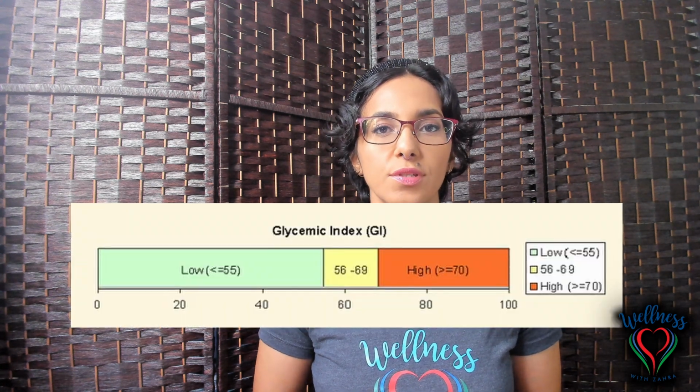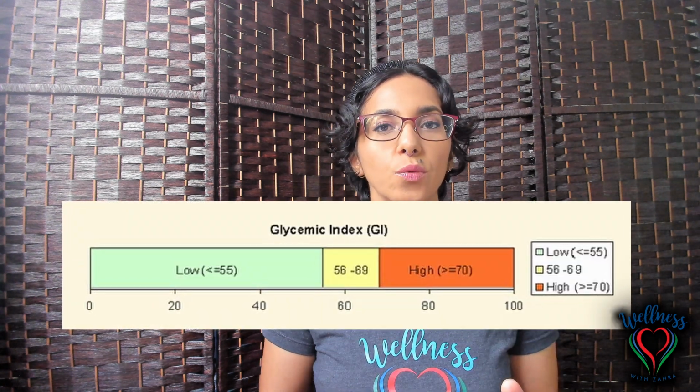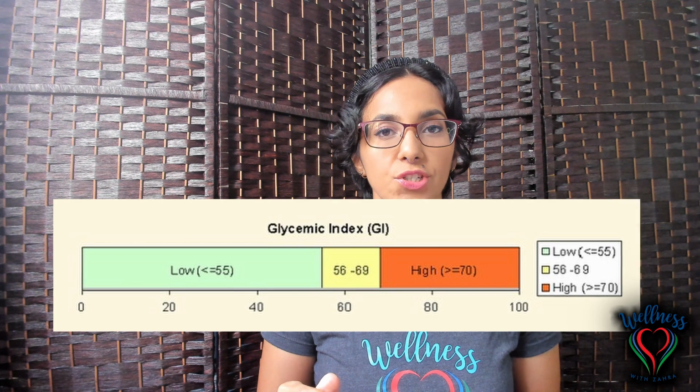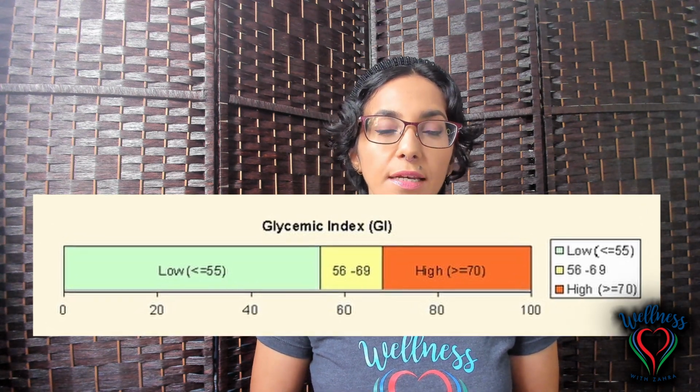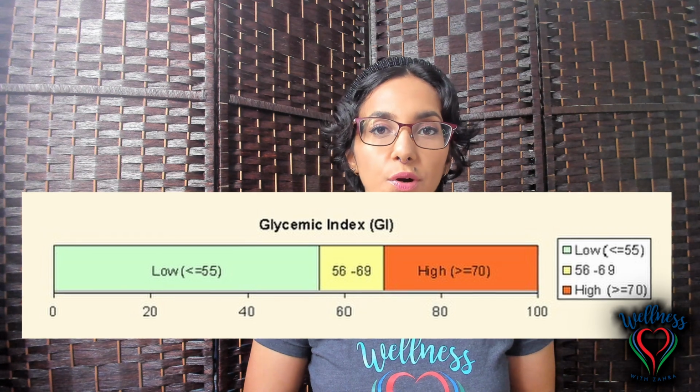The way that the glycemic index came about is they used glucose as a base threshold for 100 GI score, and then they measured all the other foods in comparison to glucose. So for example, if glucose has 100 GI score, something that doesn't raise the insulin as much will have a lower score.